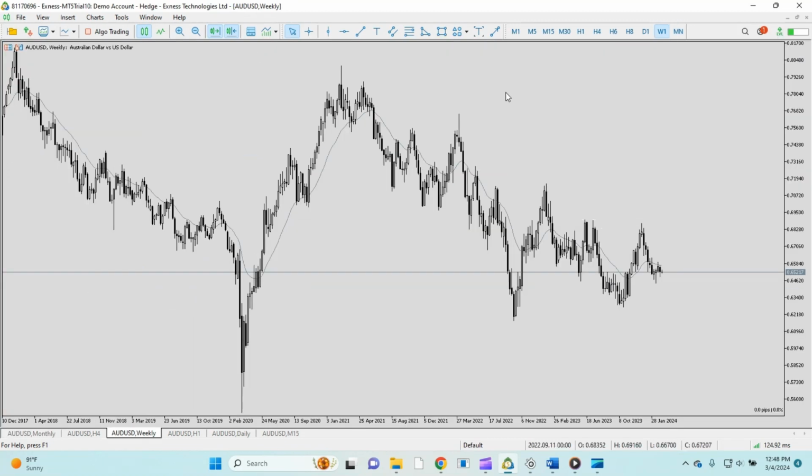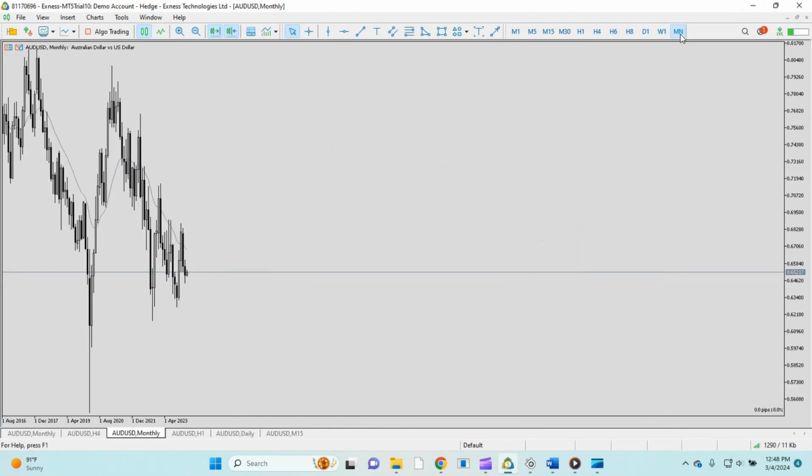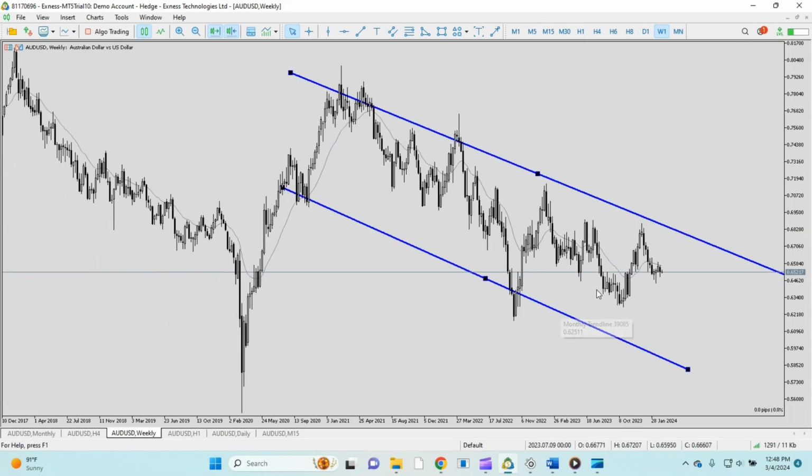So this is the weekly. What I normally do is take a clue from what is happening in the monthly when I'm going to the weekly. It will be a kind of guide. I know the monthly is in downtrend, so I'm expecting the weekly to equally be in downtrend. Now this price is in the middle of this trend, so it will be very risky to trade this pair. Anything can happen.